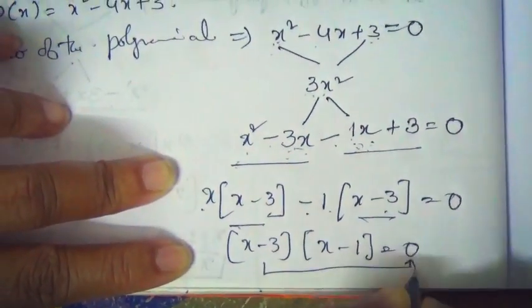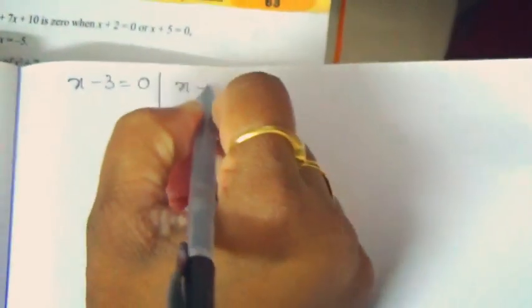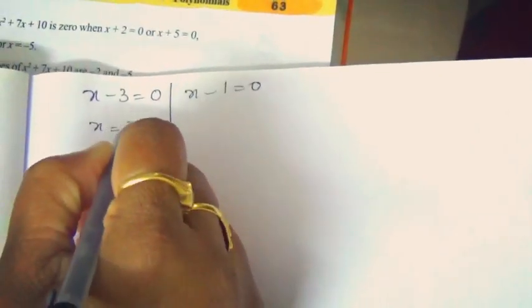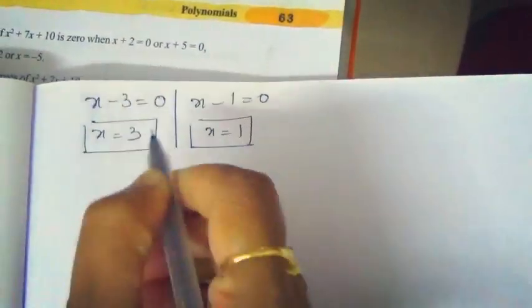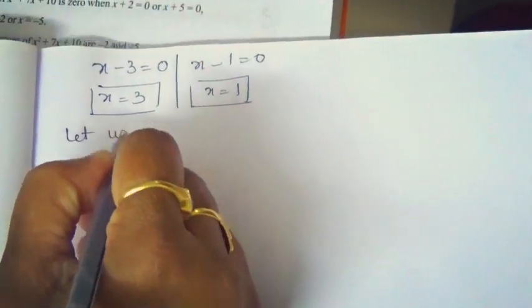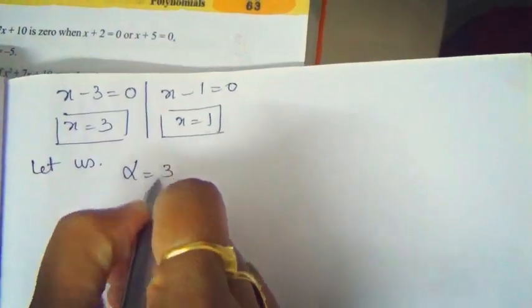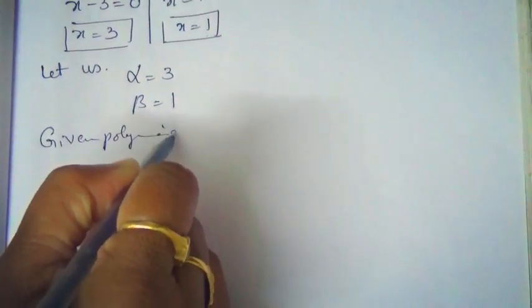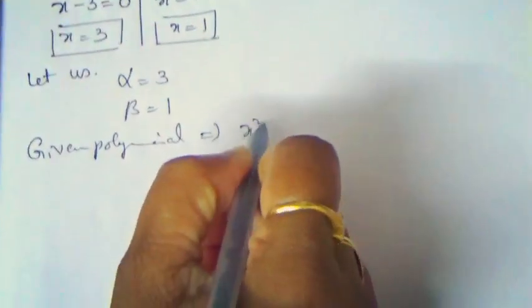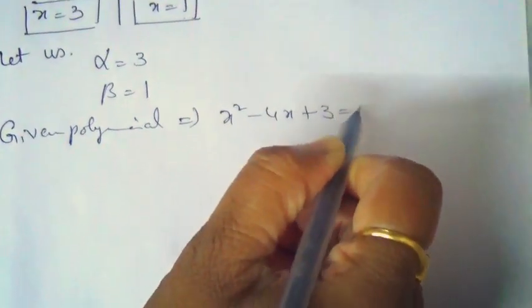You just equate these two terms with 0, then what equation will you get? x minus 3 is equal to 0 and x minus 1 is equal to 0. x is equal to 3, x is equal to 1. You will get two zeros. So let alpha is equal to 3, beta is equal to 1. So the given polynomial implies x square minus 4x plus 3 is equal to 0.